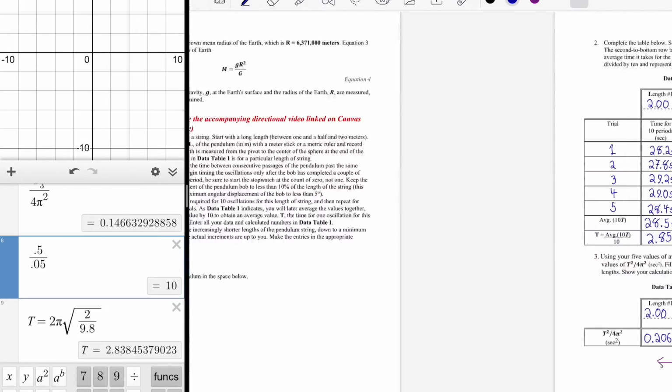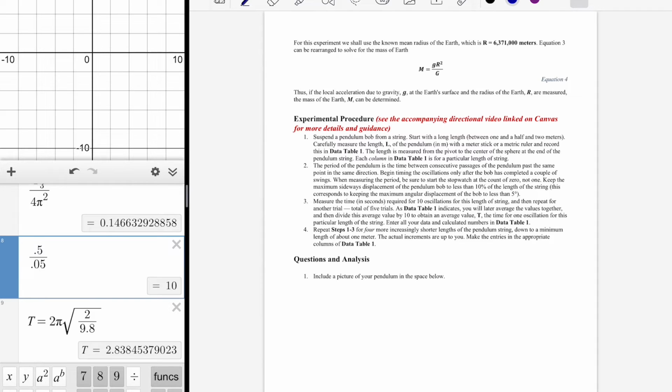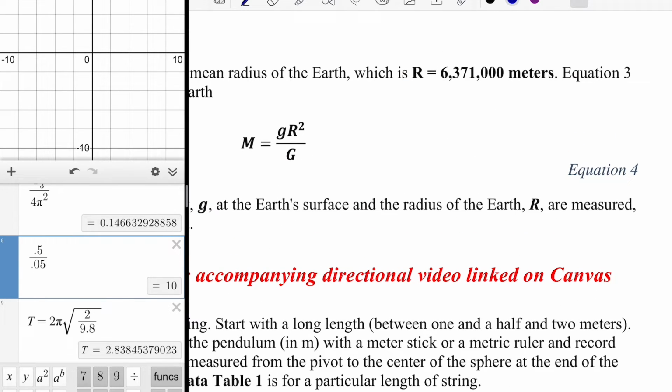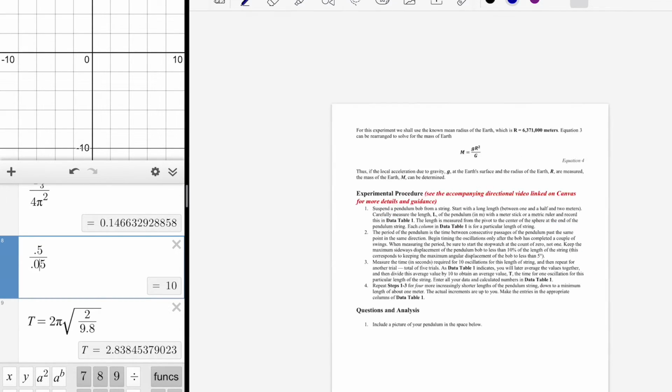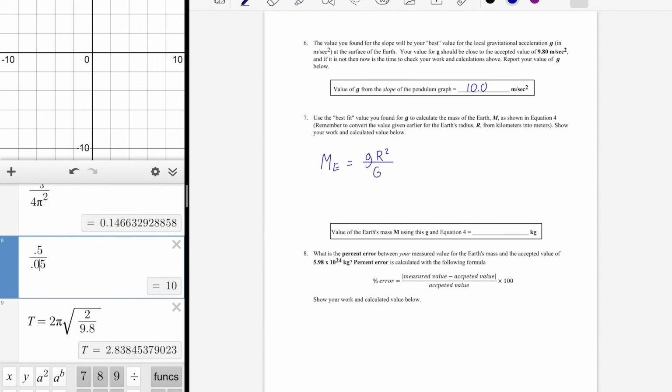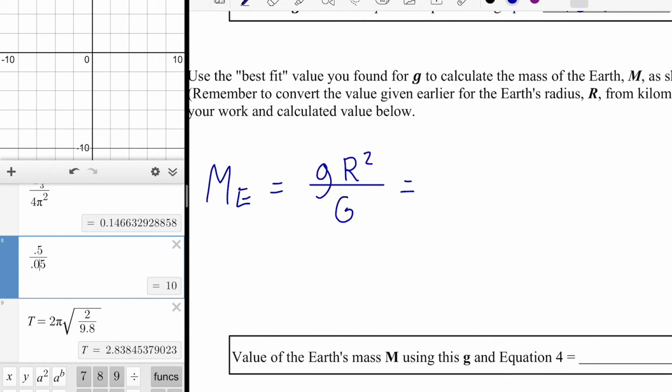So then let's also copy over the number for the radius of the Earth. We have that is 6,371,000 meters. I'm going to go ahead and write that in scientific notation as 6.37 times 10 to the 6 meters. So 6.37 times 10 to the 6. All right. So we have our experimental value of g, 10 meters per second squared, right?